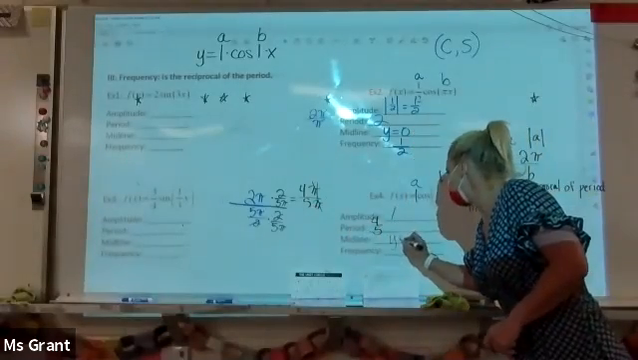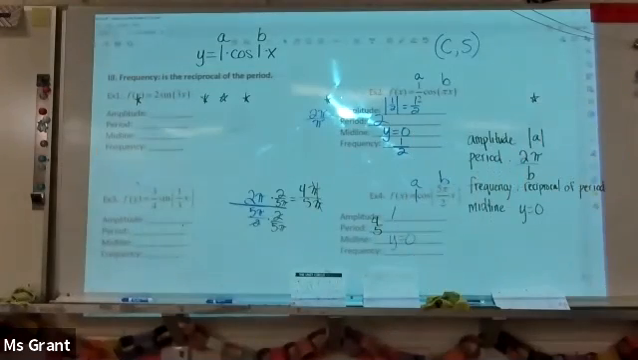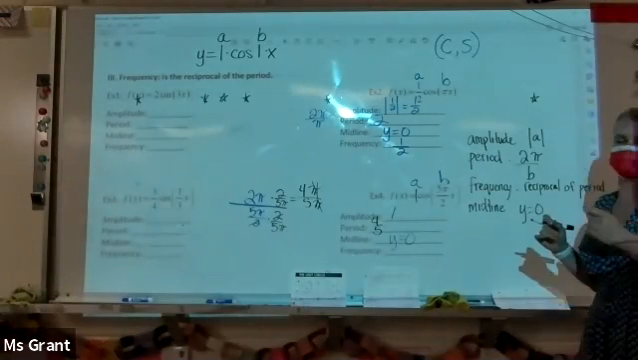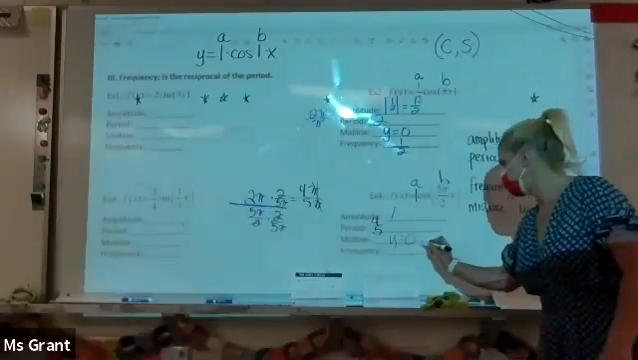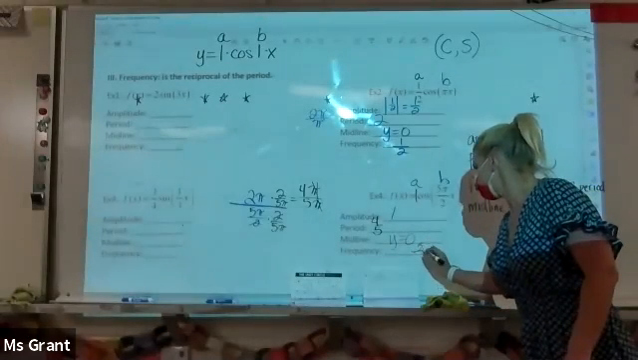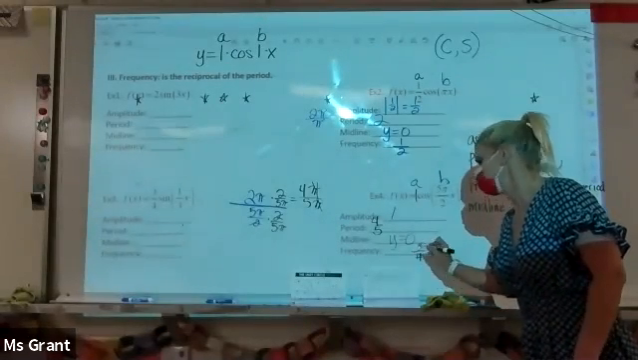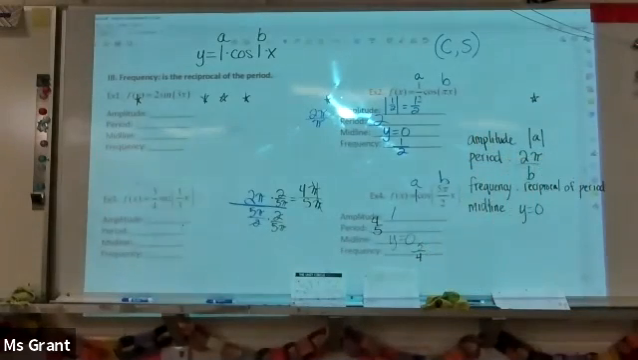My midline stays y equals 0. Frequency, reciprocal of 4/5. Five fourths.